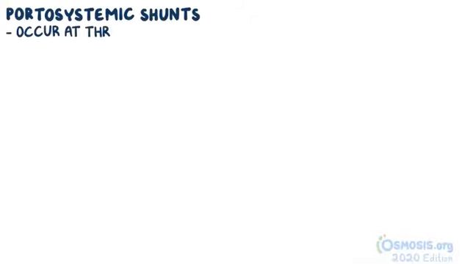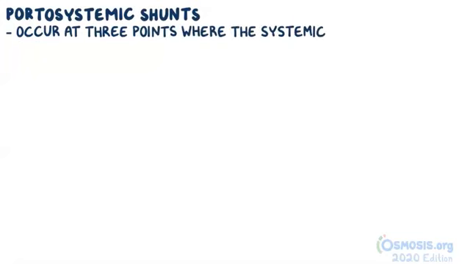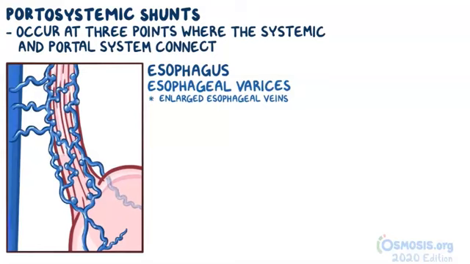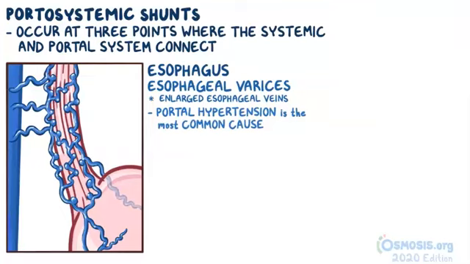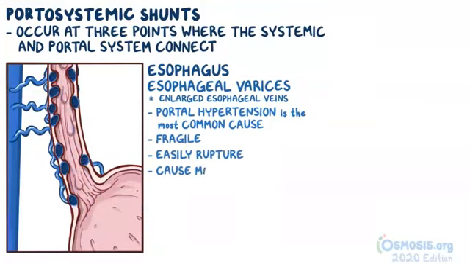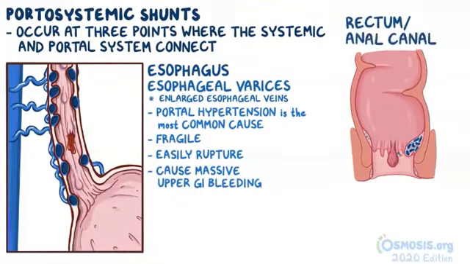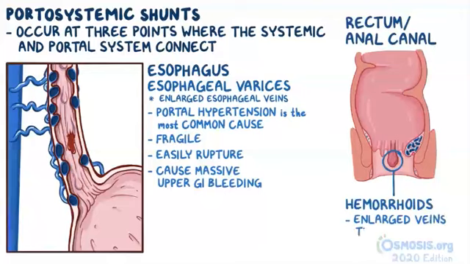Second, blood backing up into the systemic veins leads to portosystemic shunts, which happens in 3 points where the systemic venous system and the hepatic portal system are connected. In the esophagus, this causes esophageal varices, or enlarged esophageal veins. In fact, portal hypertension is the most common cause of esophageal varices. These varices are very fragile and could easily rupture, causing massive upper GI bleeding. In the rectum and anal canal, there may be hemorrhoids, which are also enlarged veins that can bleed as well.